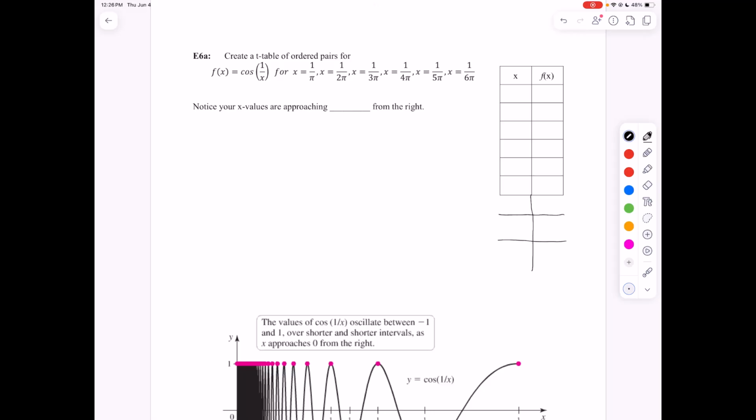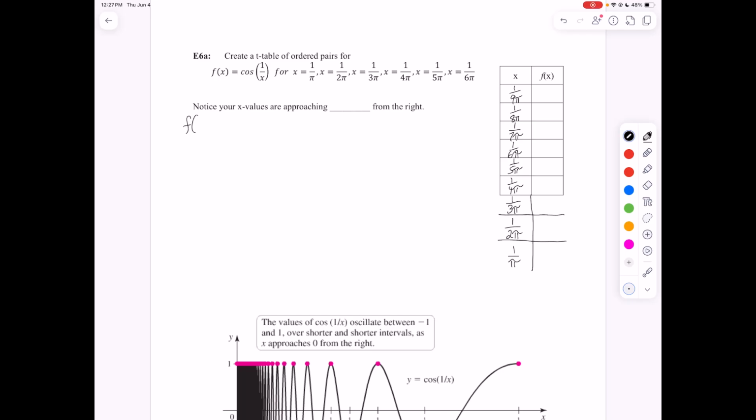Let's start with 1 over pi. And then we'll work our way to a number. We're going to get smaller and smaller. So we're going to do 1 over 2 pi, then 1 over 3 pi, then 1 over 4 pi, and so on. Now the goal here is to evaluate this using your trigonometry experience. You're doing this without a calculator. And we're simply going to evaluate the function value.